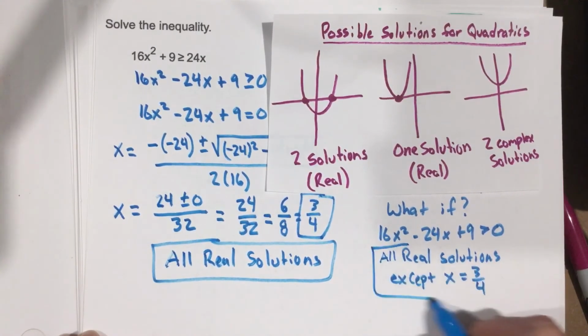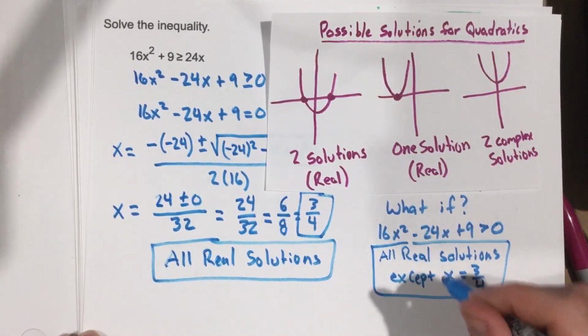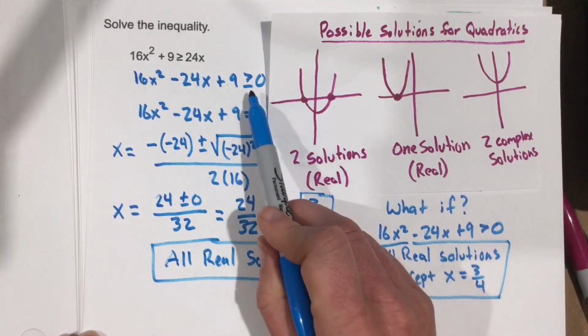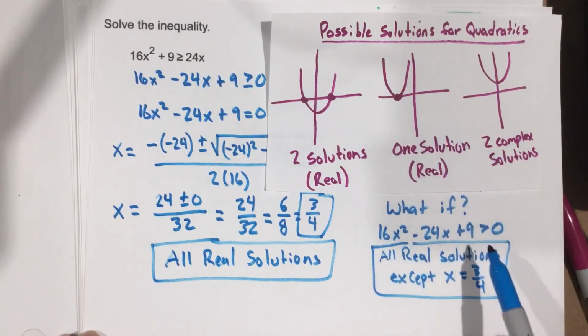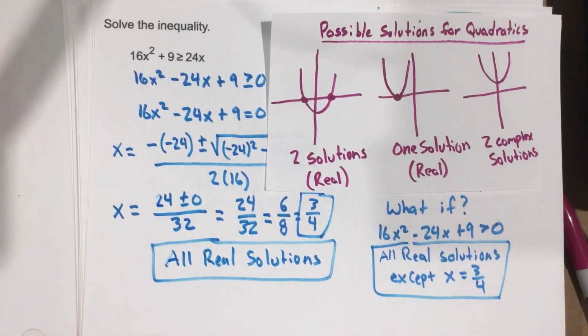Okay, so this is just a what if part. This part right here was not part of the problem, but this is a what if because that's an important piece of information to understand, is that the greater than or equal to makes it all real solutions because we're touching the x-axis. But if we have a greater than sign, we can't touch the x-axis, so the only spot that we're touching is at 3/4. Everything else is above. So we have all real solutions except that one spot. Hopefully that makes sense.